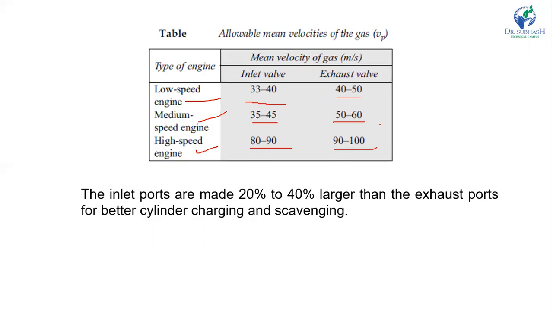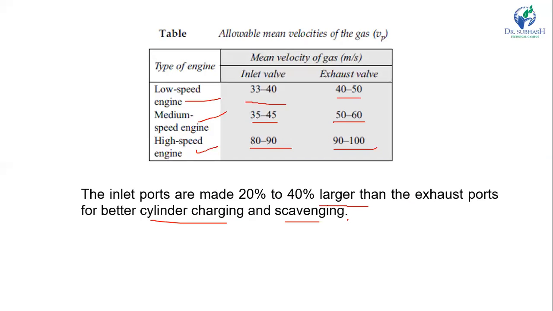So generally the inlet port is made 20% to 40% larger than the exhaust port, for better cylinder charging and scavenging purpose. Inlet port is 20 to 40% larger than the exhaust port, the reason being cylinder charging and scavenging. So you can find the diameter of valve port, dP, by using the given equations.